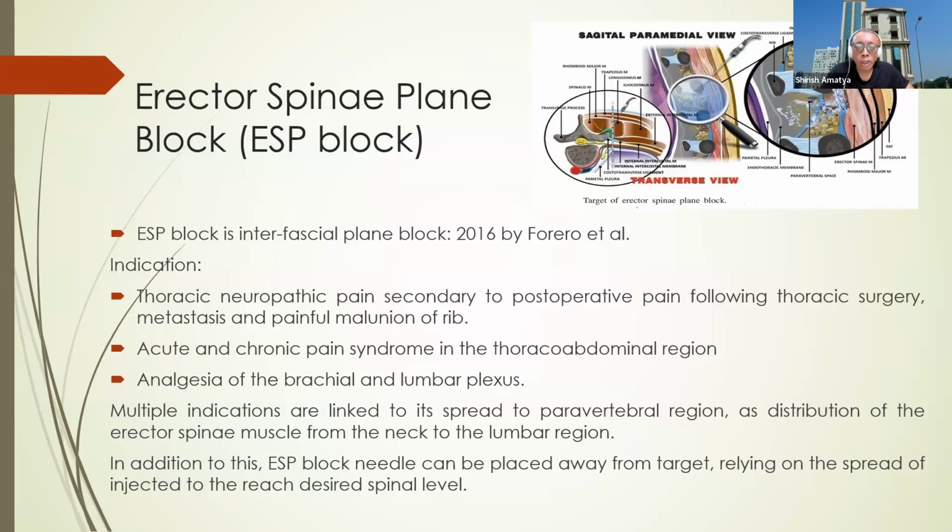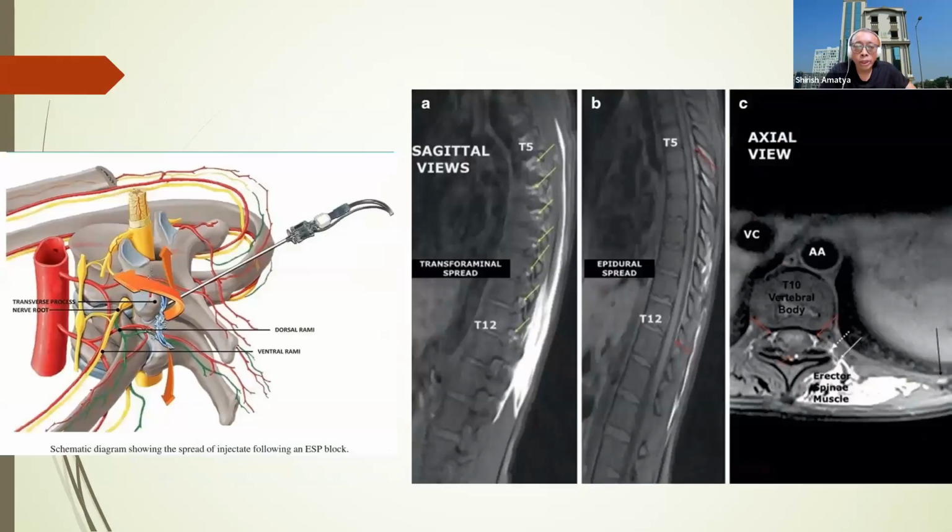So this is the diagrammatic picture of the placement of the needle. You can see the needle is placed just over the tip of the transverse process, and you can also see the spread of drug in the cranial direction and in the caudal direction. The drug can even go into the intervertebral foramen and the epidural space.